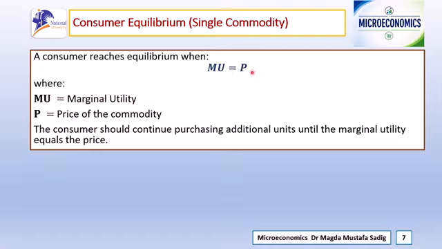If marginal utility is greater than price, the consumer should continue purchasing. If marginal utility is less than price, purchasing another unit would reduce overall satisfaction. Therefore, the rational consumer stops buying when marginal utility equals the price. At this point, total satisfaction has been maximized given the consumer's limited income. This is called consumer equilibrium.